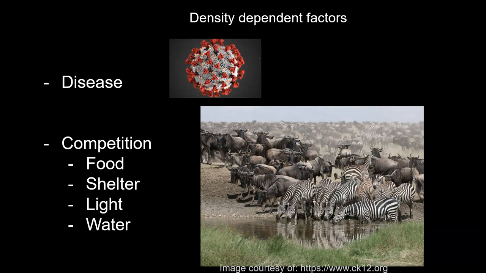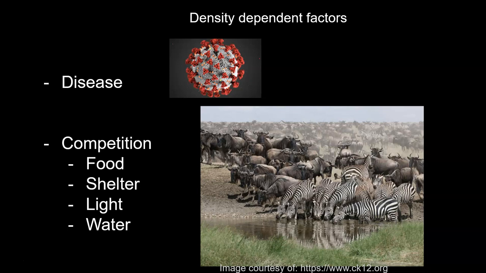It could be things like shelter, which doesn't really apply to zebra, but let's talk about us, for instance. If you're out with a group of people living in a cave for whatever reason, and it's snowing outside and there's not enough room in the cave, there's going to be competition for that shelter, and somebody might not survive. So again, if you have too many people and not enough cave, your population is going to decrease.